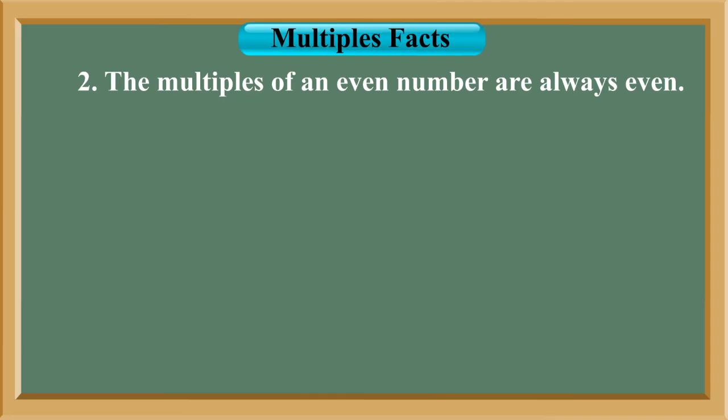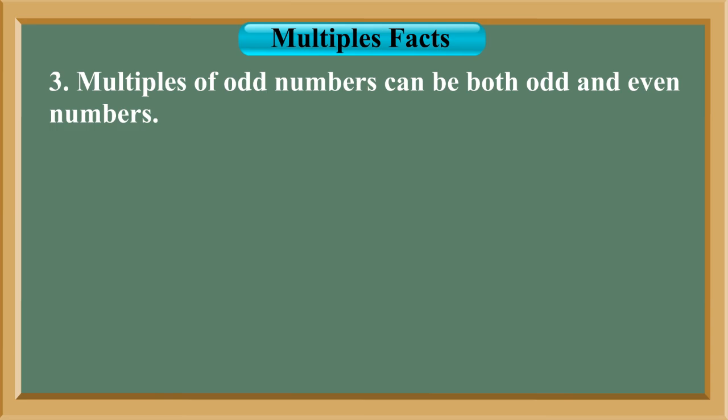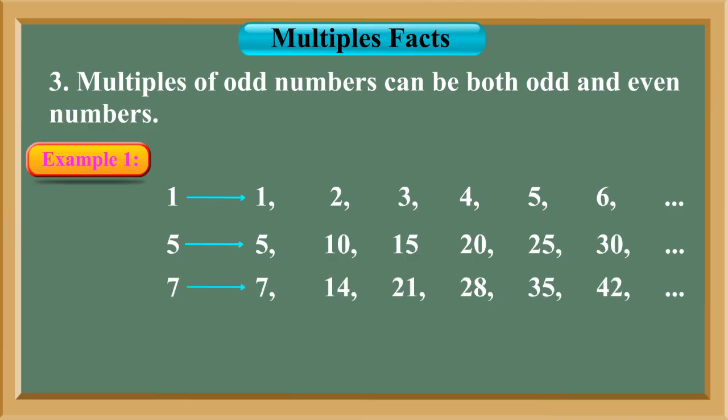Second, the multiples of an even number are always even. Examples: 4, 8, 12. 6, 12, 18, 24. Third, multiples of odd numbers can be both odd and even numbers. Example: 1, 1, 2, 3, 4, 5, 6. 5, 5, 10, 15, 20, 25, 30. 7, 7, 14, 21, 28, 35, 42.